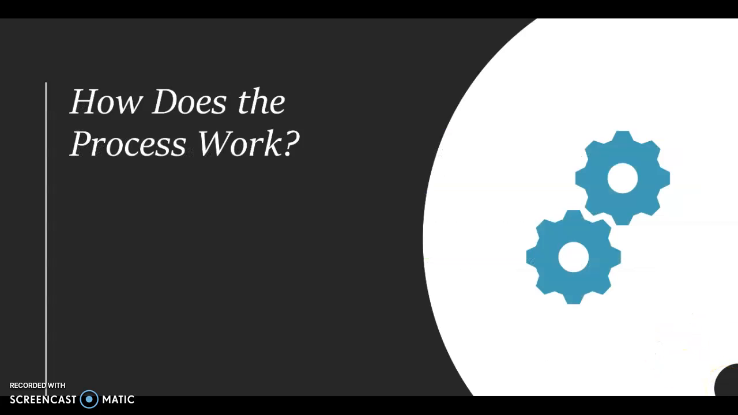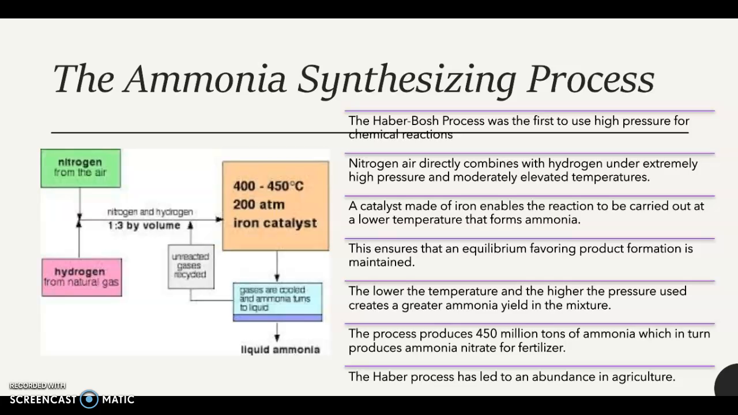So, how does the process work? The ammonia synthesizing process, which is the Haber process, is the first to use high pressure for chemical reactions. So how it works is nitrogen from the air directly combines with hydrogen under extremely high pressure and moderately elevated temperatures. A catalyst made of iron enables the reaction to be carried out at a lower temperature to form ammonia.